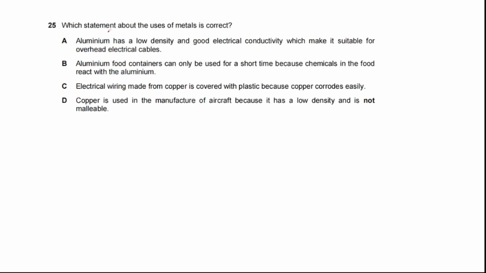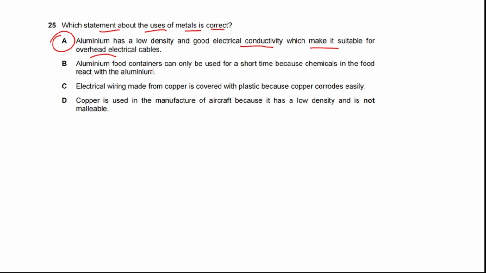Question number 25. Which statement about the uses of metals is correct? Here you have to learn about the uses of aluminium and copper for sure. Aluminium has a low density and good electrical conductivity, which make it suitable for overhead electrical cables. Option A is absolutely correct.